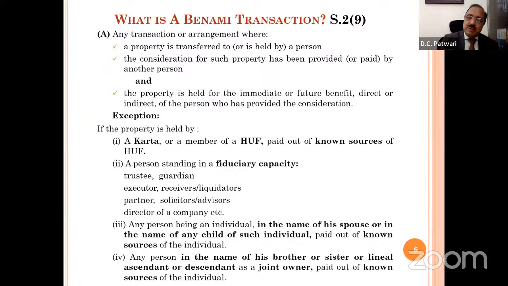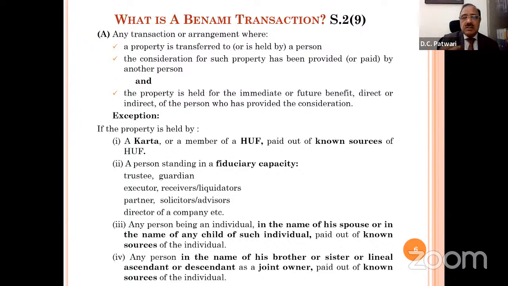The payment is to be made by the other person, and property should be in the name of a person. So these are the 3 limbs of it. Unless all 3 are there, the transaction will not be treated as Benami. So as I have given the example, A purchases the property, B provides the consideration, and the property is held for the benefit of B. It is a Benami property.